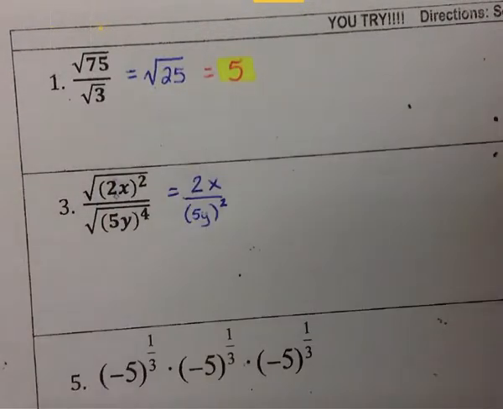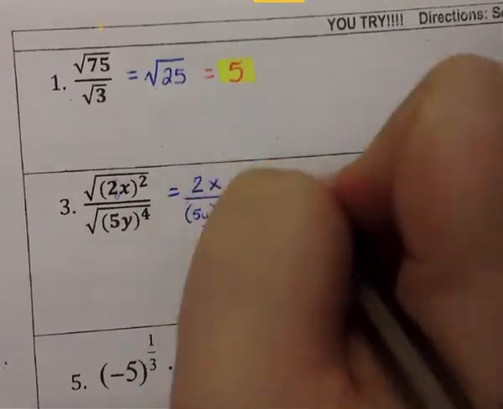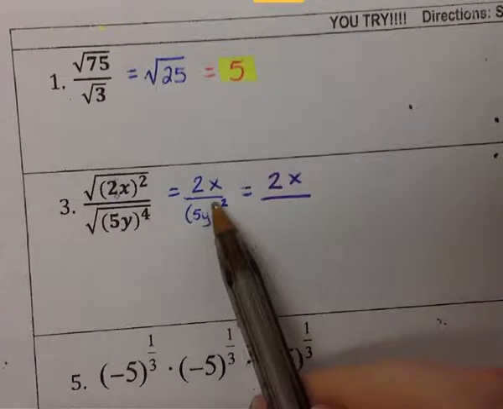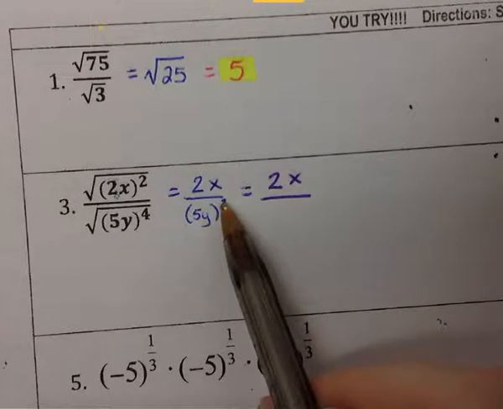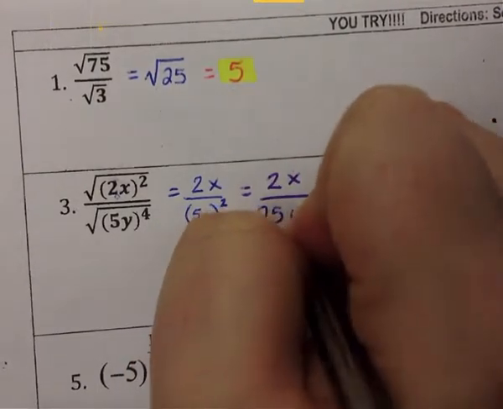So the numerator is 2x. The denominator is 5y squared. So this becomes 5 times 5 is 25. And y times y is y squared.